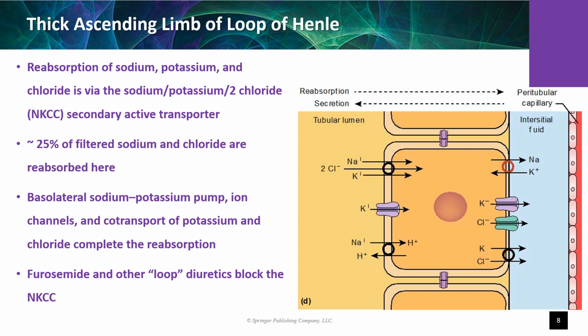The ascending limb of the loop of Henle is impermeable to water, but it does have transport mechanisms for various ions, which include sodium chloride, potassium, and calcium. While the filtrate volume is not further decreased in the ascending limb, the reabsorption of salt results in the filtrate becoming increasingly dilute.